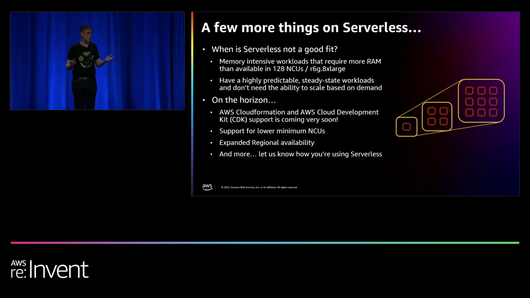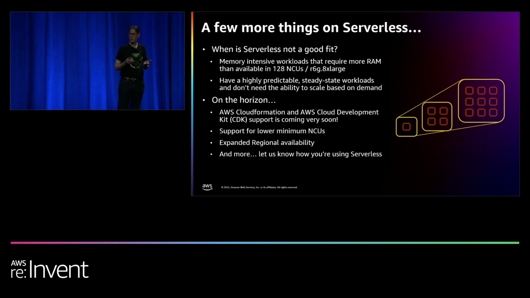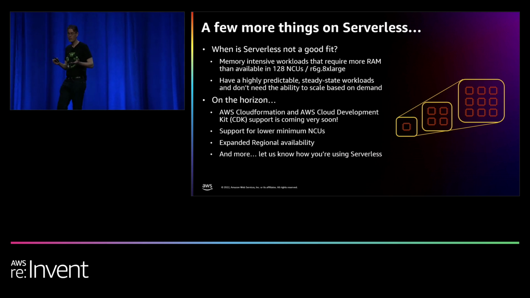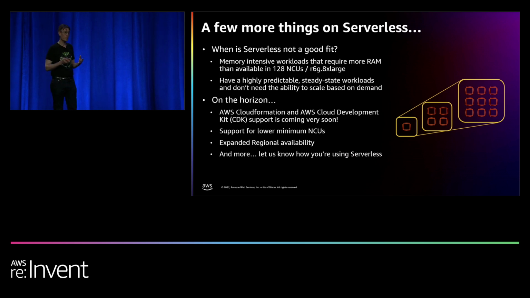Like OpenCypher, Neptune Serverless is something we're actively working on developing and improving. In the very short term, AWS CloudFormation and Cloud Development Kit support is coming. We also plan to support scaling down to smaller instance sizes. Today we support a minimum capacity of 2.5 NCUs, and we'll add support to go lower than that. Also expanding regional availability. And again, we'd love to hear from you about how you're using serverless and how you'd like to use serverless.